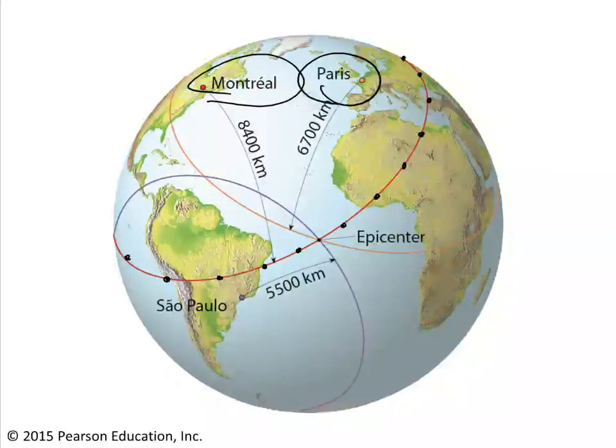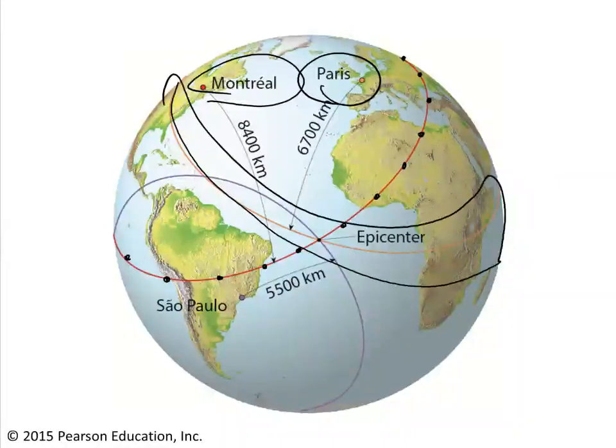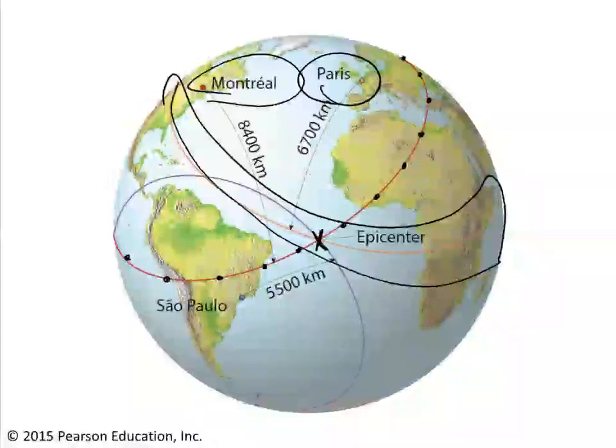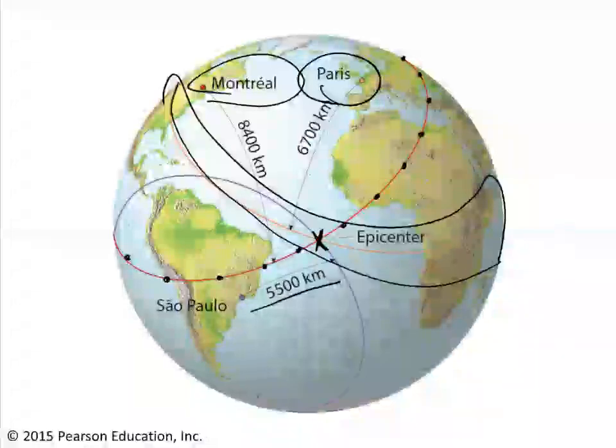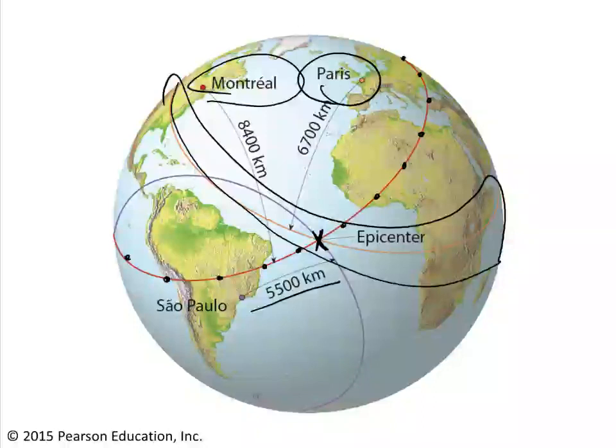So let's take a look at Paris. It's 6,700 kilometers away from Paris. So Paris says the earthquake is going to be somewhere along this orange line. That orange line crosses our red line in this spot here and then in another spot on the other side of the world. And a third seismographic station, in this case Sao Paulo, Brazil, has a different distance to the earthquake. And in that case, that third circle intersects the other 2 circles at one location and one location only. That location is the epicenter of the earthquake.